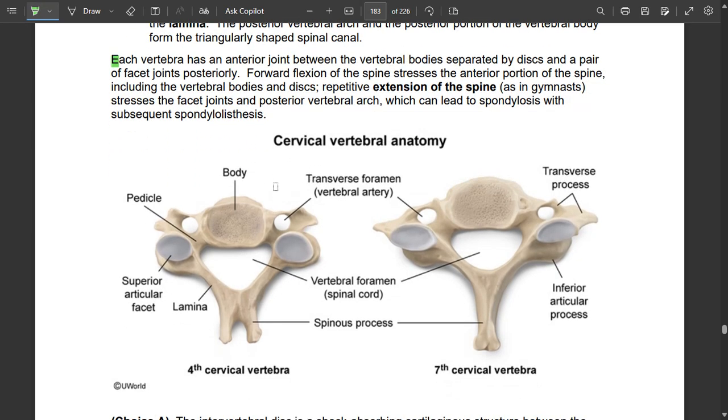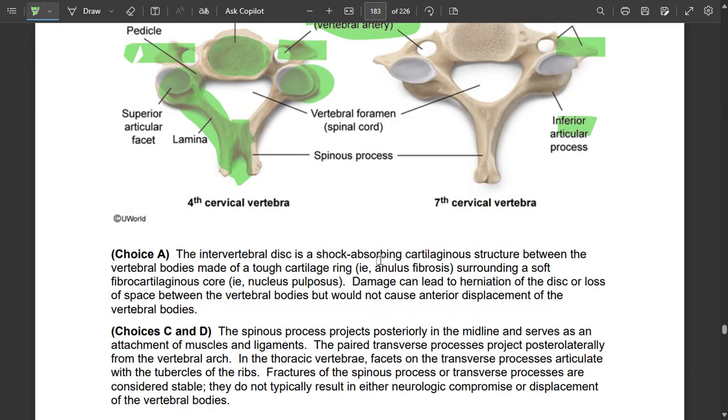Cervical vertebral anatomy. This is the body of the vertebra. There is the spinous process, and there are transverse processes with the transverse foramen through which the vertebral artery runs upwards, and this is the lamina. The facet joints are on the side. The lamina gives the inferior articular process, and the superior articular process is also present.